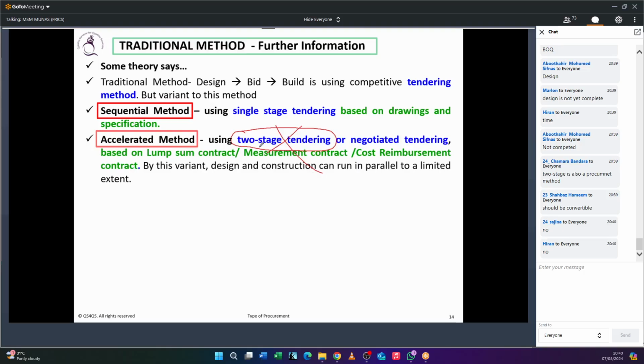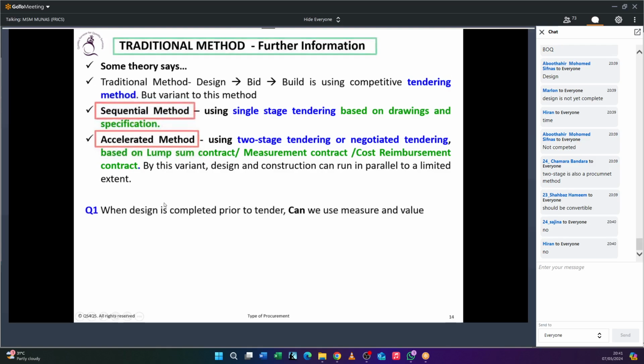There are so many authors who don't understand that methodology, and they have given this information. In some very old books you will see this reference: a sequential method, and an accelerated method using the two-stage tender or the negotiated tender. Based on that, maybe that theory may be right, but not using the two-stage tender. So sometimes, what will happen if you go for the RICS interview? Be careful. Not everybody coming to the interview is perfect with all the QS things. So if they ask this kind of thing, what do you do? Can you answer this question?